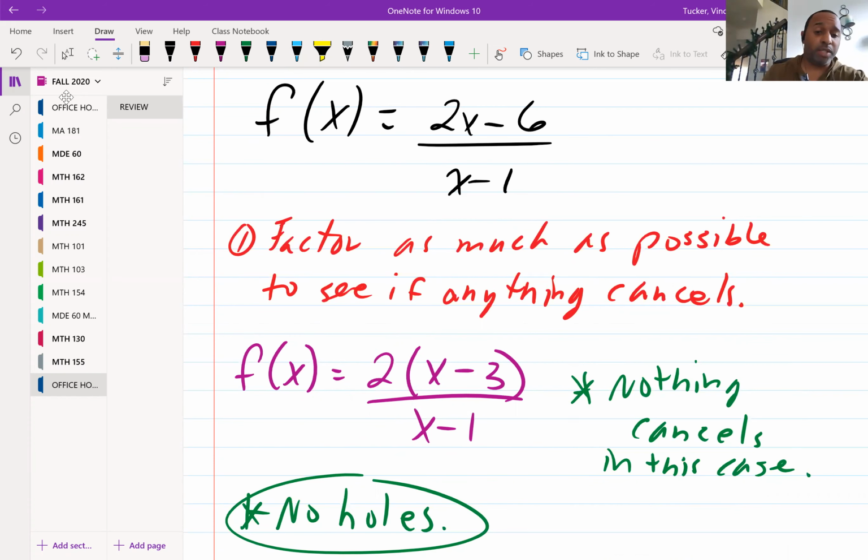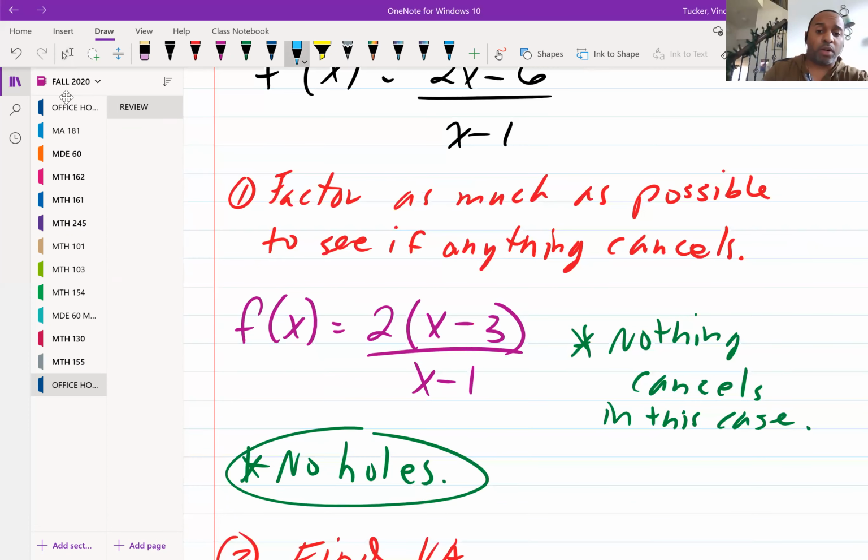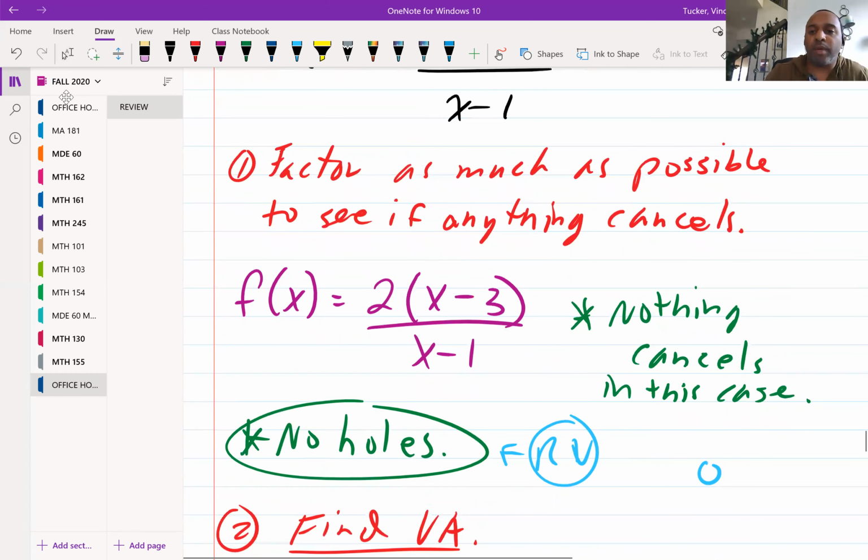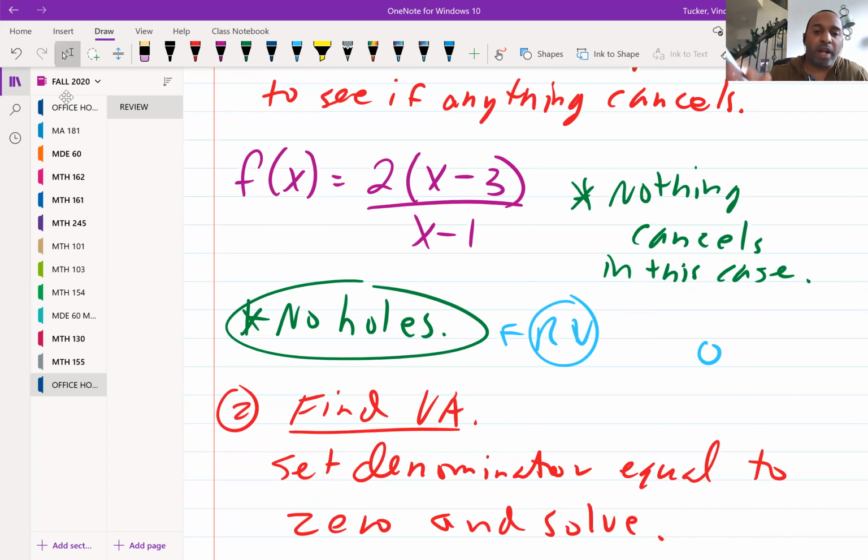If nothing canceled, that means you don't have any holes, or what I call restricted values. If you check out the other video, you'll see how you get restricted values and how that plays a role in your graph. Basically, you have a hole at that restricted value, whatever that ordered pair is. Let me know if you need me to make another video on it. But that's only if something cancels out when you do your factorization, like x minus 1 over x minus 1, they cancel.